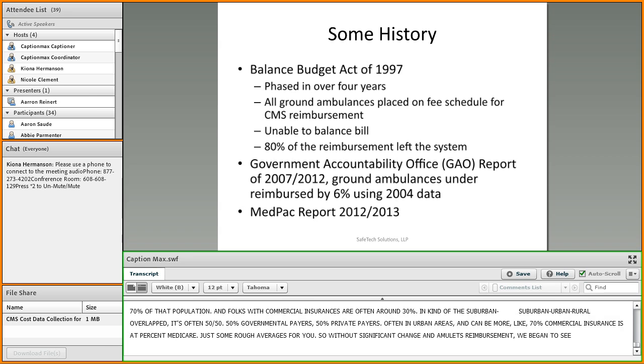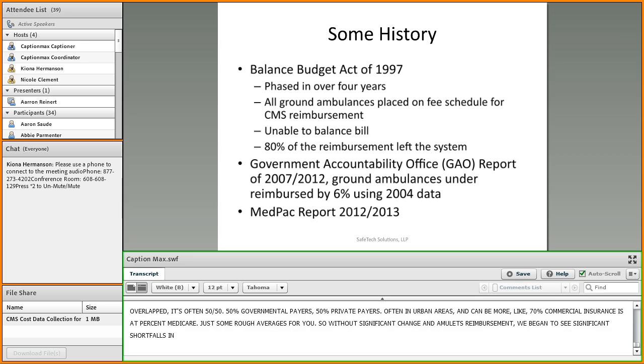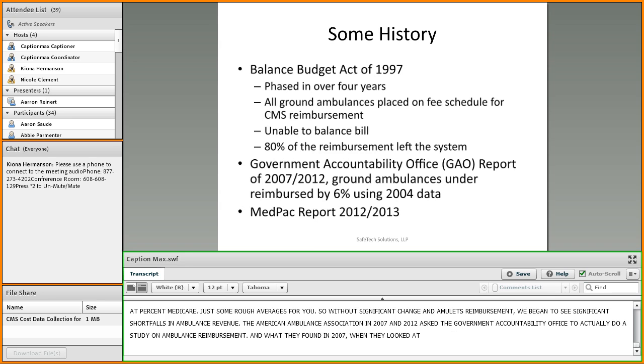In the suburban, urban, rural overlap, it's often about 50-50, 50% governmental payers, 50% private payers, and often in urban areas, it can be more like 70% commercial insurance, 30% Medicare. Just some rough averages for you.